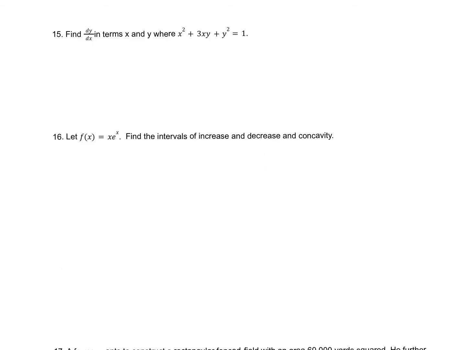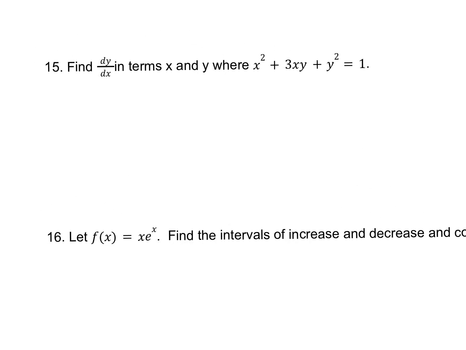All right, let's look at 15. 15 says find dy dx in terms of x and y. This is our implicit differentiation. So if you remember this, this is where anytime we took the derivative of something that was different than x, we had to put our dy dx and then eventually solve for it. So if I look at this, the derivative of x squared is just 2x, nothing crazy there.